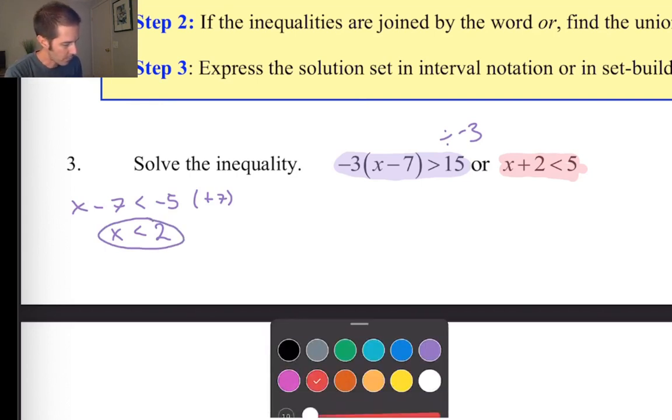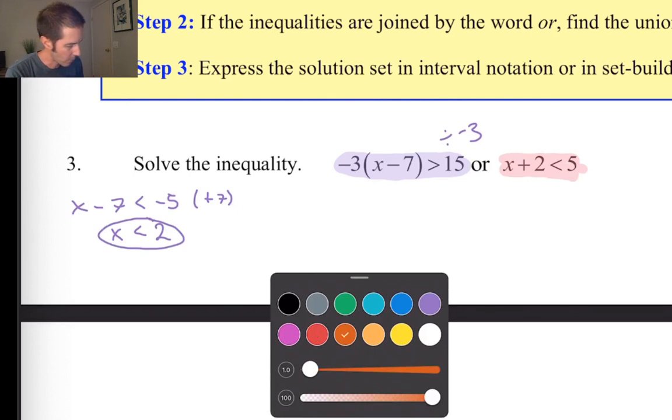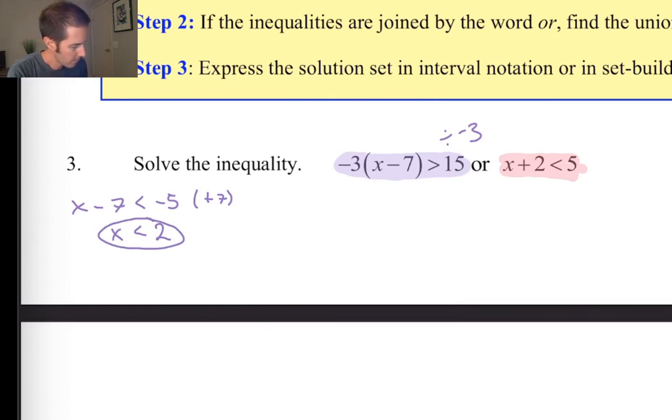Then I'll switch over to red, where that looks a little bit more like an orange. And let's get the word or in there. Or. And in this statement, all we have to do is subtract 2 from both sides. That's nice. So we get x is less than 3. I don't love that, but every once in a while you're going to run into a situation like this.